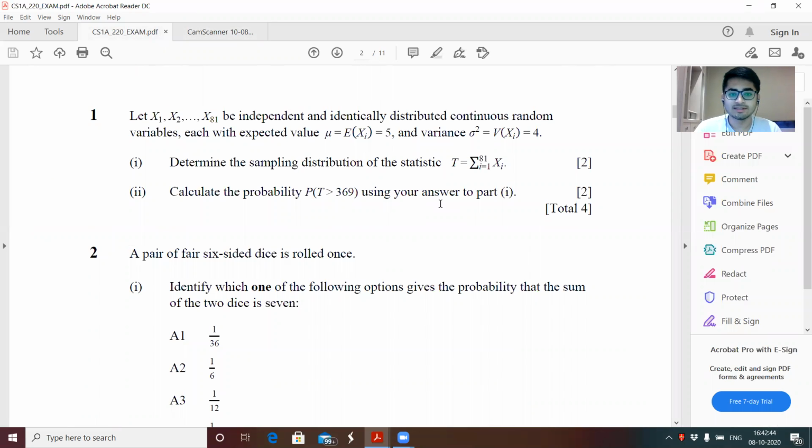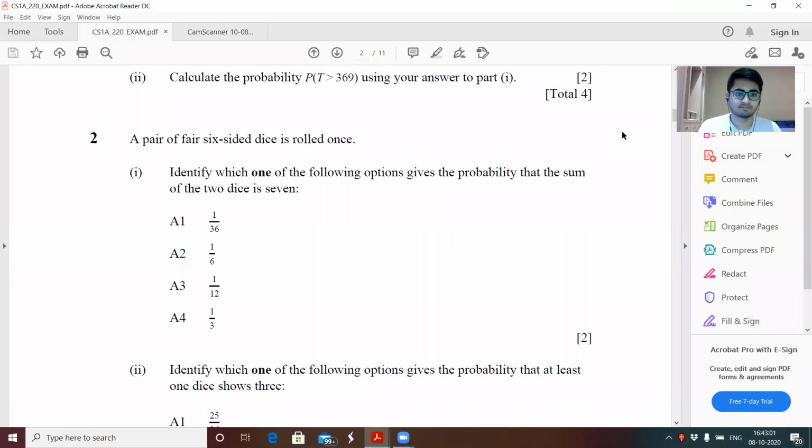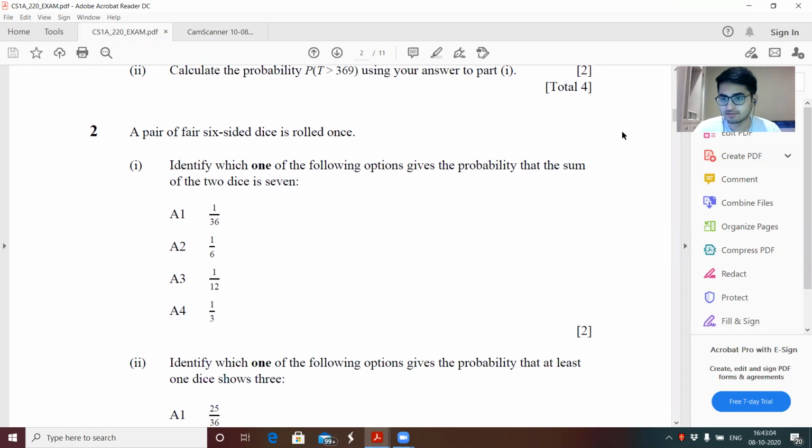Next question, part 2. This is one of those questions which even students from class 12 would have been able to attempt with no prior knowledge of CS1. A pretty easy question based on the rolling of a die. A pair of fair 6-sided dice is rolled once. It is equivalent to rolling a single die twice. We need to identify which option gives the probability that the sum of the two dice is 7. How can we get a 7? It could be the combination of 1, 6, 2, 5, 3, 4, and each can occur in either order, so 1, 6 or 6, 1, 2, 5 or 5, 2, 3, 4 or 4, 3. So we have 6 ways. Total combinations are 36. So my solution is nothing but 1 by 6.